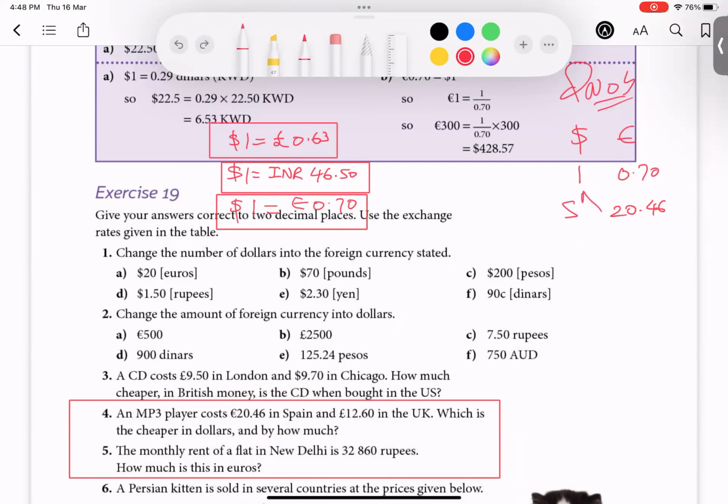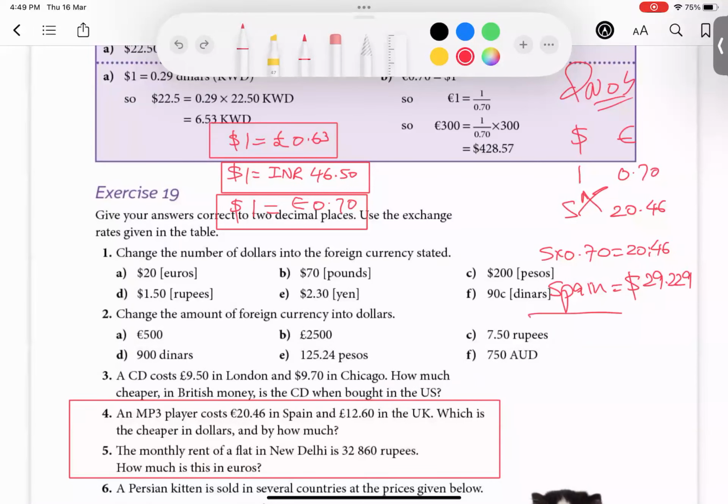Cross multiply. I'm writing directly now because I'm saving you time. So you know it very well, S times 0.70 equals 20.46 times 1. So this will go as a divide under it: 20.46 divided by 0.7. And my answer for the first part, in Spain, how much money in dollars do I need? I got 29.229.